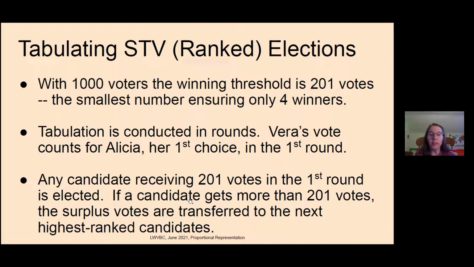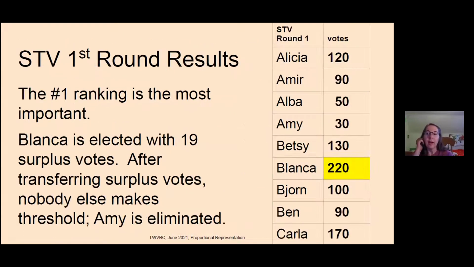So if you get more than 201 votes in the first round or in any round, the surplus votes are transferred to the next highest candidates on those ballots. So let's look and see the first round. Blanca is highlighted because she got more than 201 votes. She got 19 surplus votes, and we will transfer those votes. And the wonderful thing about doing this is that if you vote for Blanca, you know that you won't waste any votes, because if your first choice has too many votes or not enough votes, your vote can get transferred to your second choice. So let's look at what happens if you transfer those 19 votes.